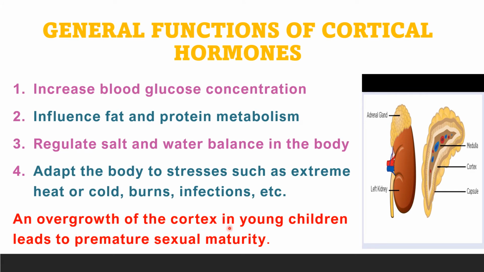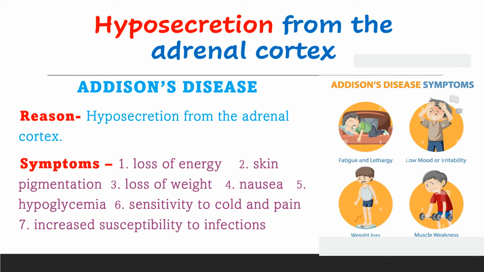An overgrowth of the adrenal cortex in young children leads to premature sexual maturity. Hyposecretion from the adrenal cortex leads to Addison's disease. Then what is the reason for Addison's disease? It's due to the hyposecretion of cortical hormones from the adrenal cortex.